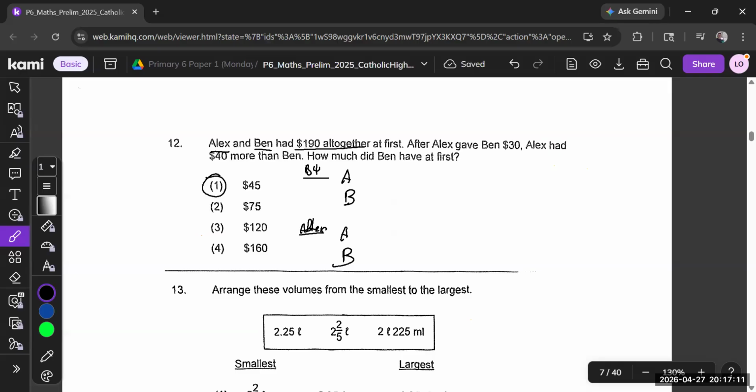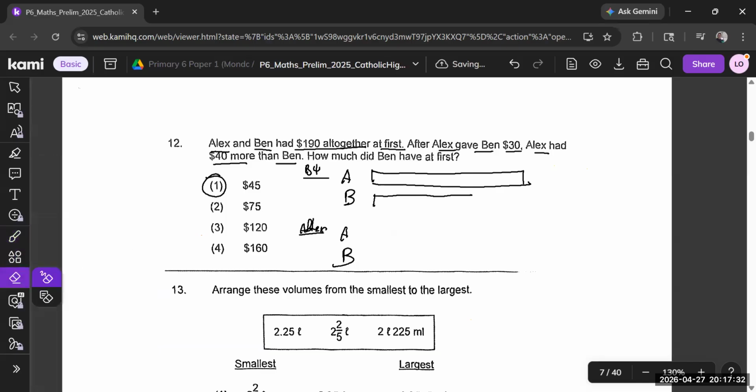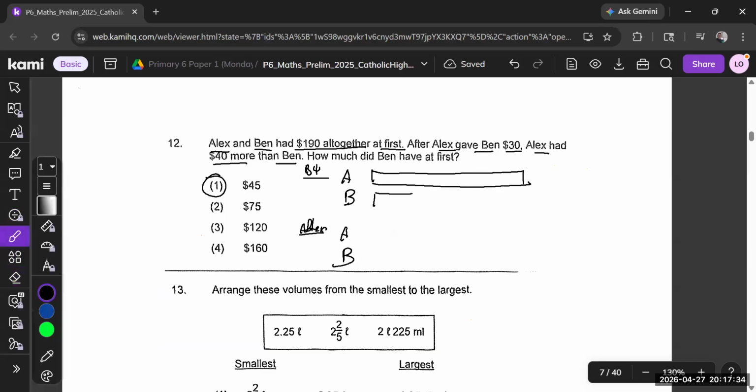Alex and Ben had $190 altogether at first. After Alex gave Ben $30, Alex still had more than Ben. So Alex must have had more money at first, because after giving some away, he still has more money than Ben. So Alex must be the longer rectangle, and Ben must be the shorter one. Okay, something like that, and together they have 190.